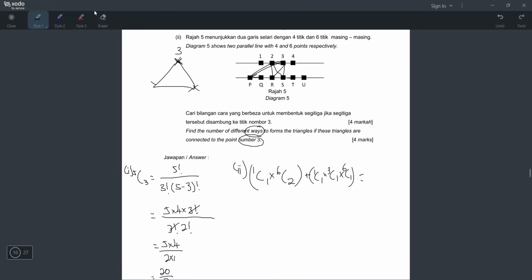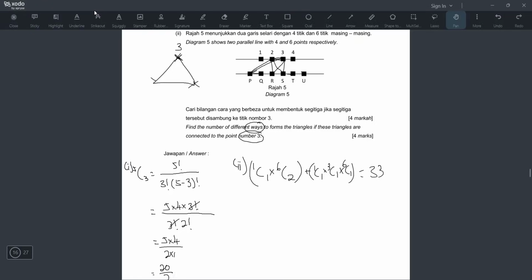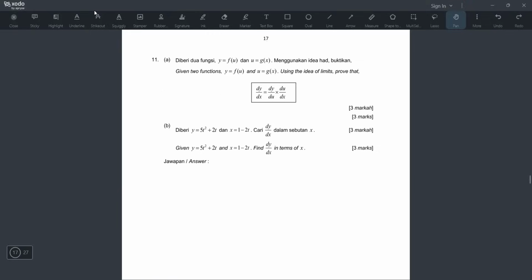3 times 6. Okay, my calculator gives me 33. So yeah, just write 33 and you get full marks. All right. Okay, hope you understand.